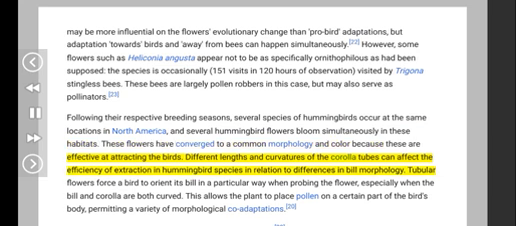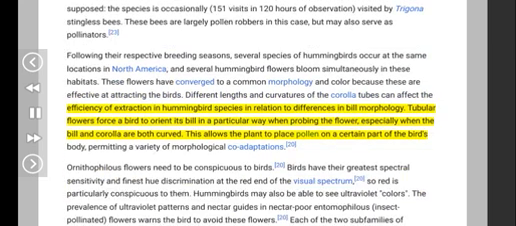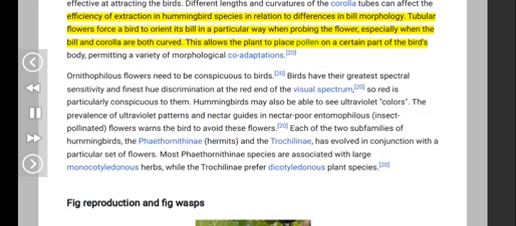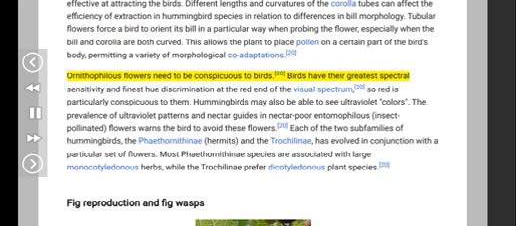Different lengths and curvatures of the corolla tubes can affect the efficiency of extraction in hummingbird species in relation to differences in bill morphology. Tubular flowers force a bird to orient its bill in a particular way when probing the flower, especially when the bill and corolla are both curved. This allows the plant to place pollen on a certain part of the bird's body, permitting a variety of morphological co-adaptations. Ornithophilous flowers need to be conspicuous to birds.